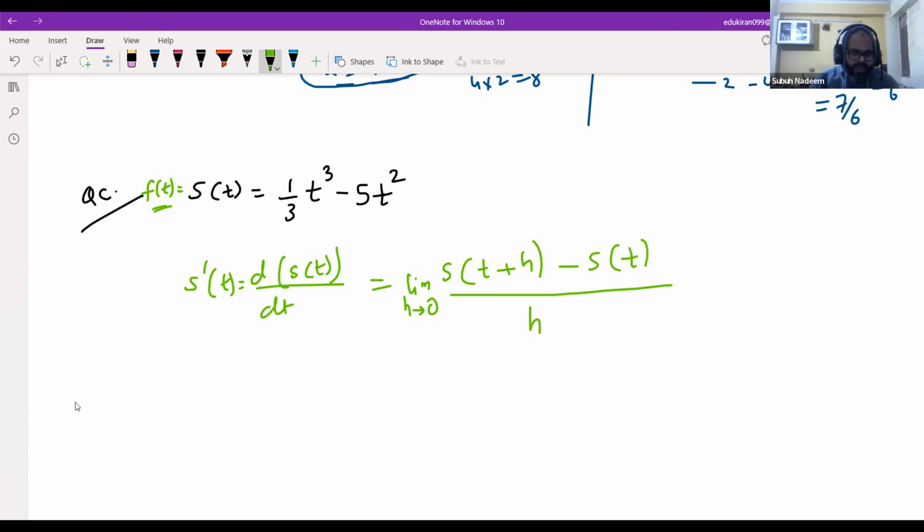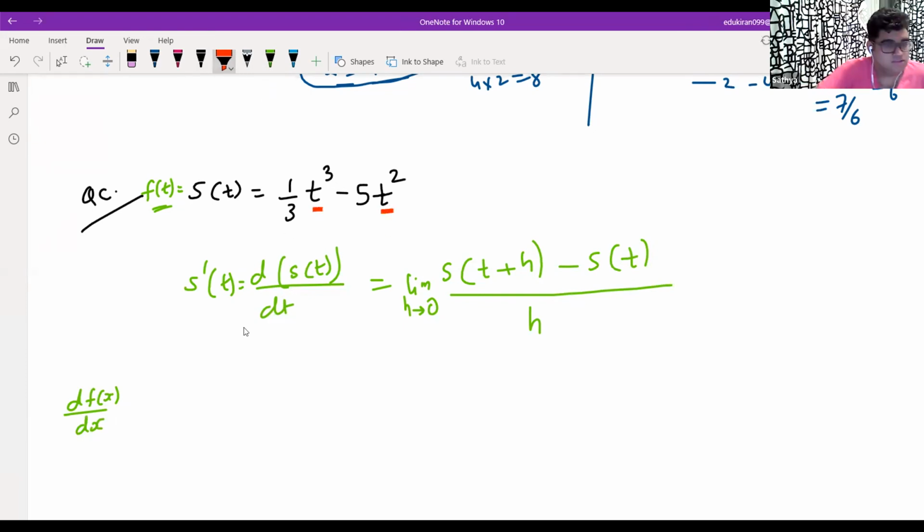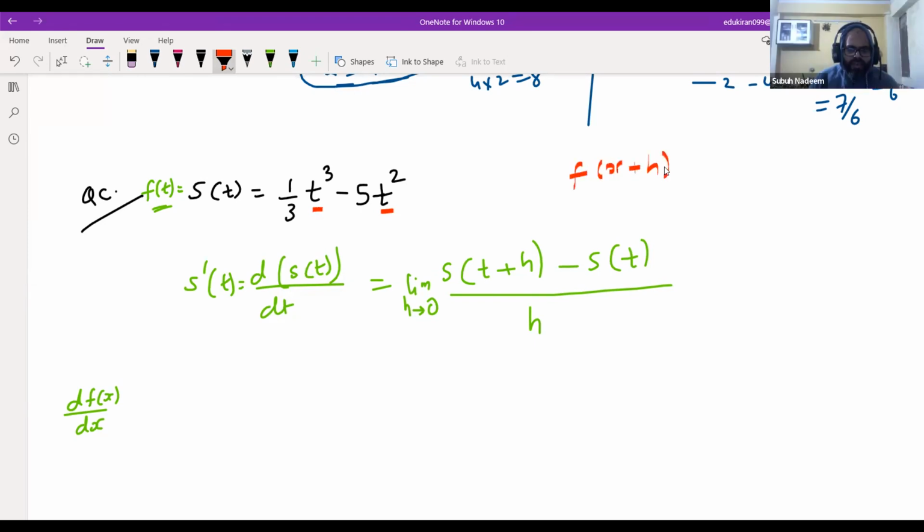Like we used to write d of f of x by dx. So here the variable is t. t is the variable, not x. So we are using the derivative with respect to t. So we don't use the f of x plus h minus f of x. We are using that, but it is not that we always denote it by f and x. Like in the previous one, h of x was 11x square plus 2x.